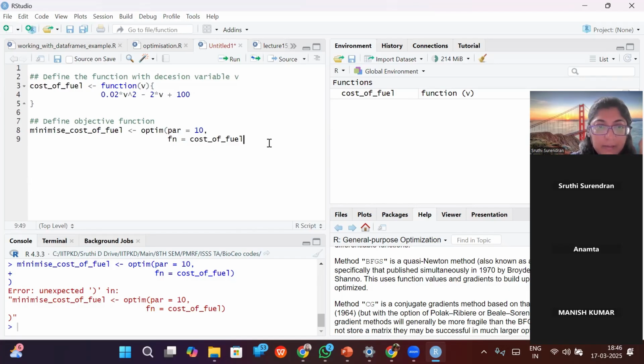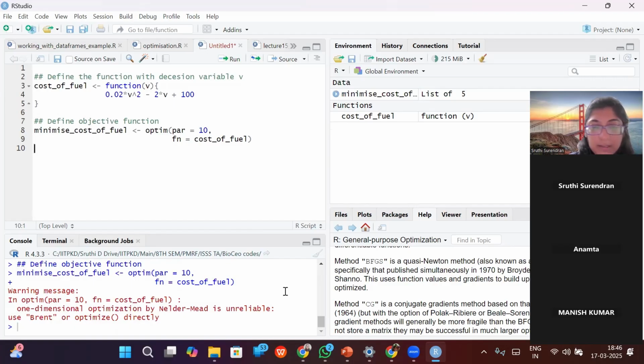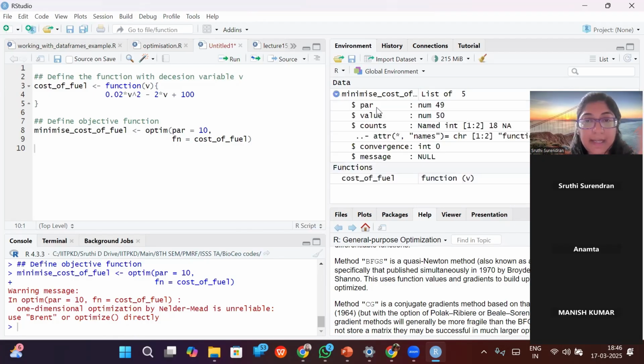See, there's an extra bracket, so that is why the error came. Now let us run this code. Okay, there's a warning message that says this is an old optimization, unreliable, use Brent or optimize directly. It is just a warning, because the method used by default does not give us a very reliable result, since we are not able to apply any constraint. But let's see it just for example's sake. Here we are getting that the parameter has to be of value 49, and the value is equal to 50.